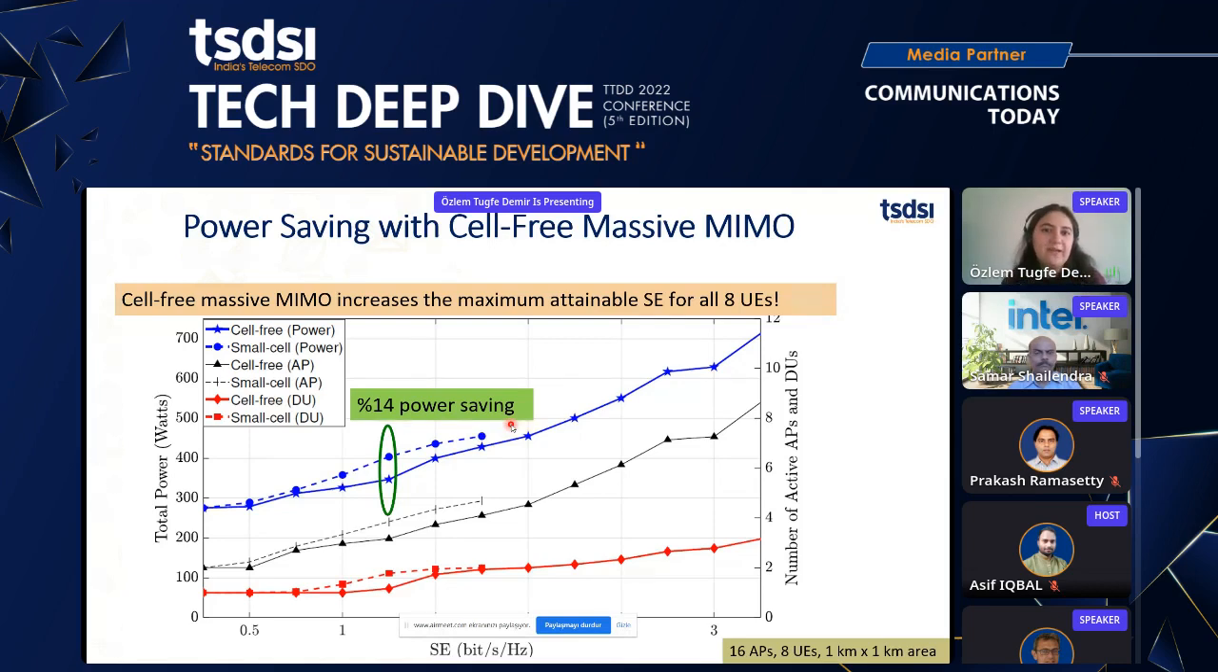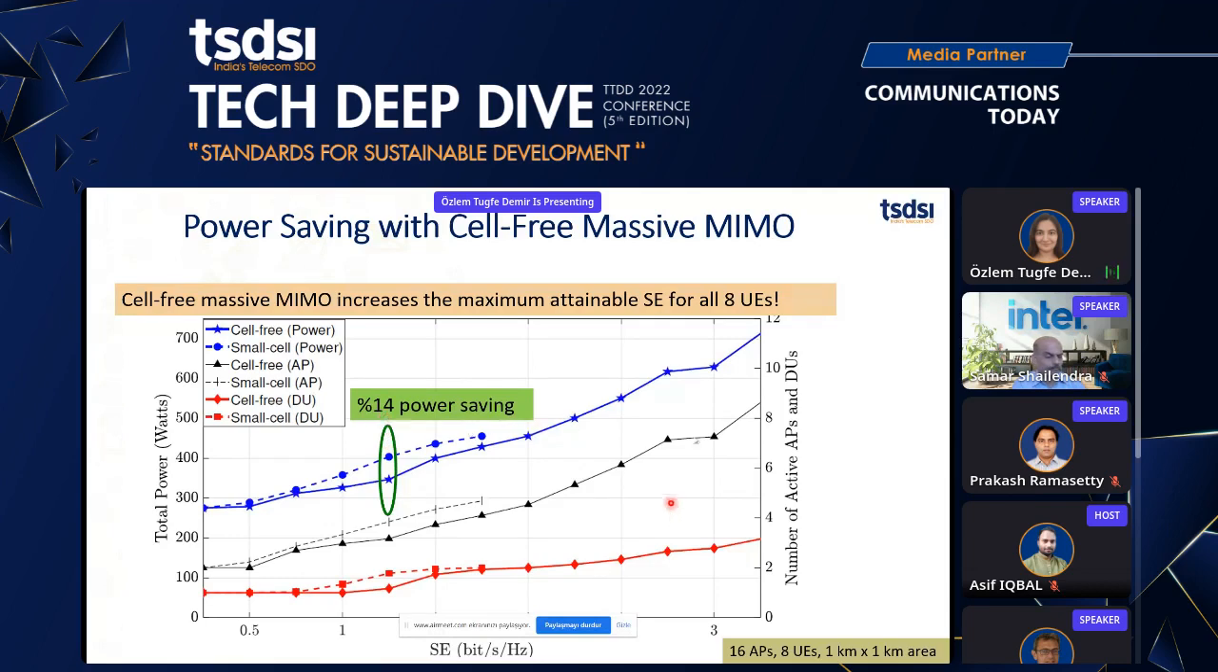So in terms of guaranteeing the more attainable spectral efficiency, we know cell-free massive MIMO is advantageous, but the interesting thing is that we can also aim at power saving by smartly adjusting the number of active access points. Benefiting from joint transmission, we can reduce the number of active access points with this cell-free massive MIMO structure. So here, for example, at this spectral efficiency value, we observe 14% power saving.